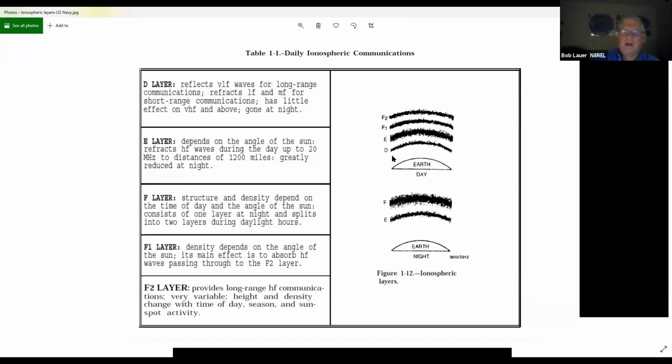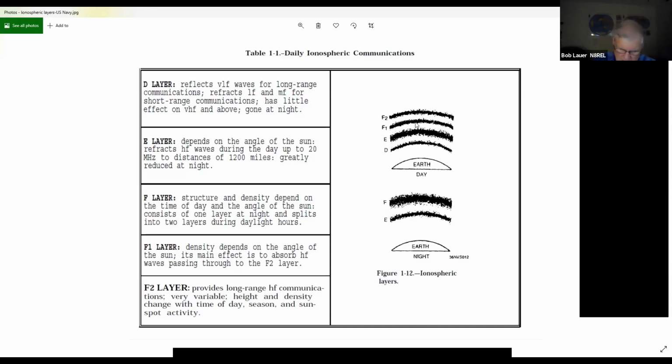The D layer has really no effect on VHF. It has some effect on medium wave, medium frequencies, and lower frequencies. The E layer can actually bounce some signals that are high frequency, not in the VHF range, but in the high frequency range, the shorter wave range, up to about 20 megahertz. But the F1 and the F2 layers, that's where you get longer bounce.